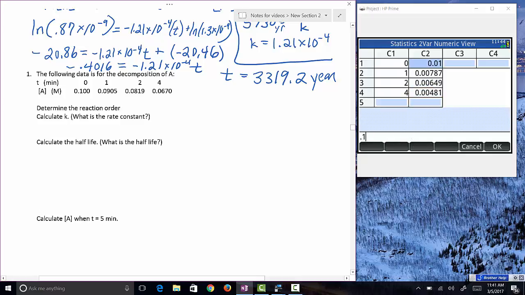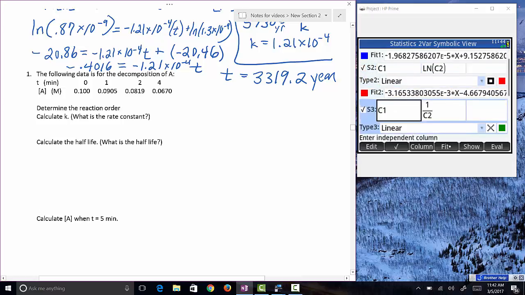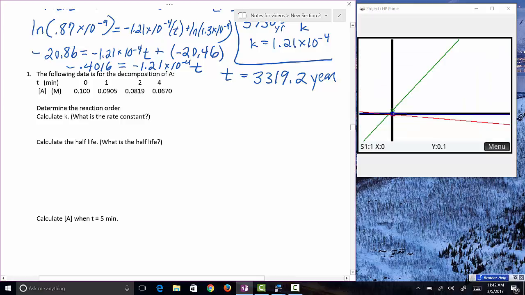And so I have 0.1, 0.0905, 0.0819, 0.067. Okay, and then again, just a reminder, I've still got those same setups. So I'm plotting C1, C2 as S1, C1 natural log of C2 is S2, and then C1, 1 over C2 is that one. So then I'm going to hit plot to make it do my plot.